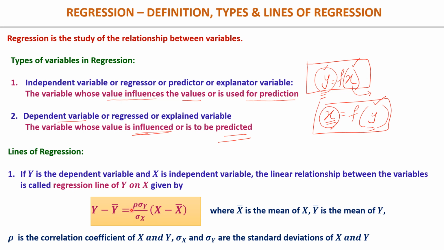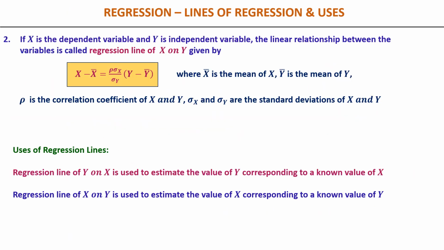Rho represents the correlation coefficient between x and y. Sigma x and sigma y represent the standard deviations of x and y. So making use of these, we can construct the equation which is called the regression line of y on x. This is one of the lines, y on x, and is used for a particular case alone, which we shall discuss in our next slide. So I'm sure you can guess what the next line is. If this was called the regression line of y on x, the second line is called the regression line of x on y, about which we will discuss in our next slide.